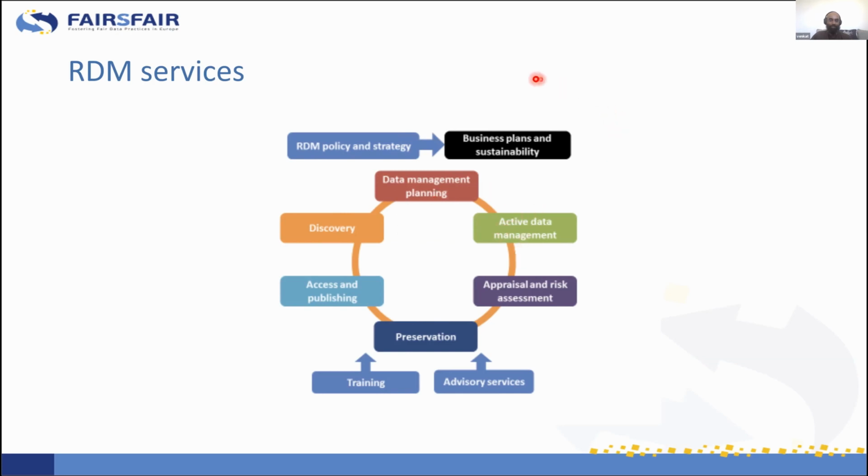But outside of that circle, you've got these four other things: advisory services, training, RDM policy and strategy, and business plans and sustainability. So together, there are 10 headings that this RDM services covers. And for each of these, you'll find that there are actually subheadings as well. So you've got these 10 main headings, but there are also subheadings that you can see. And you should have seen that in that document that was linked to.